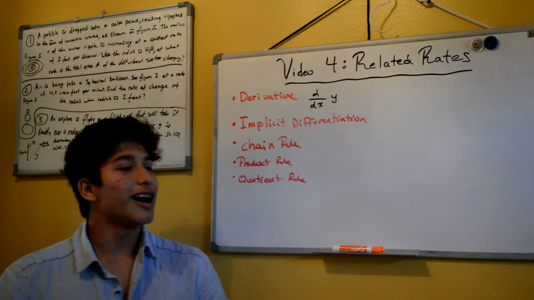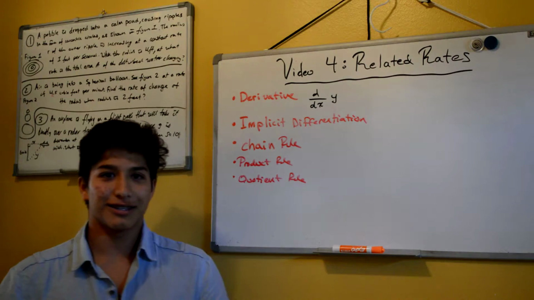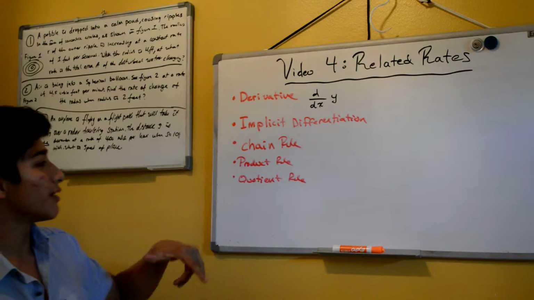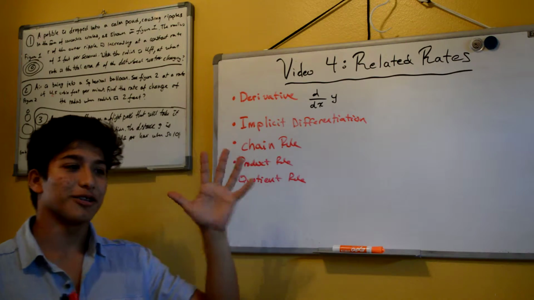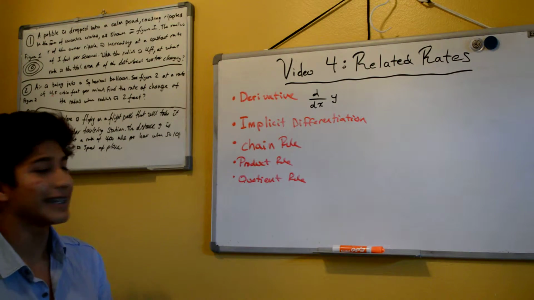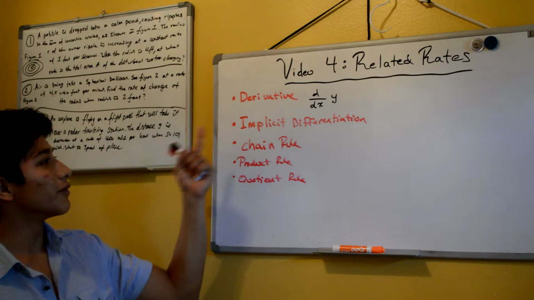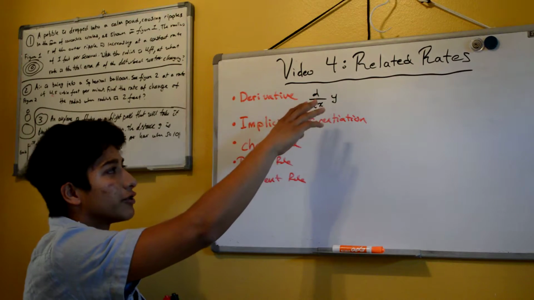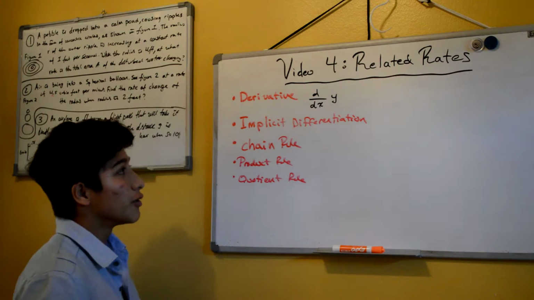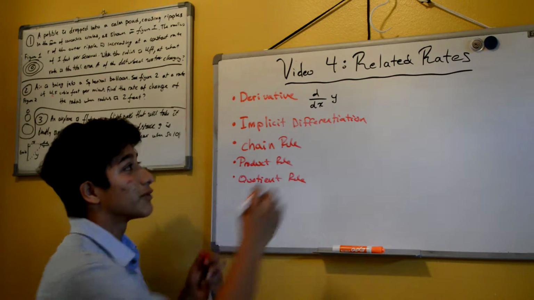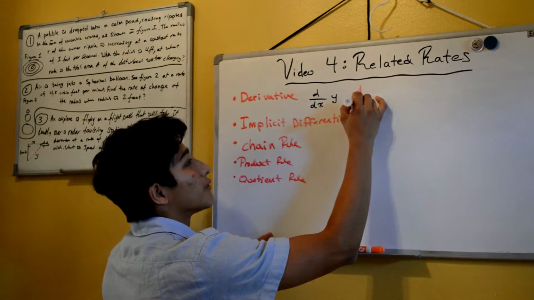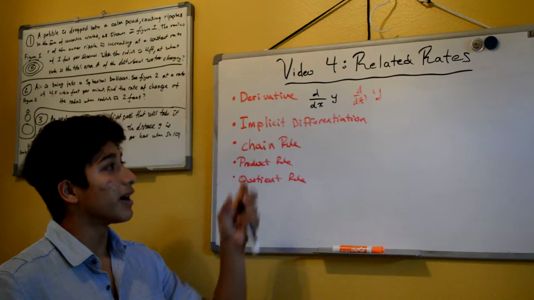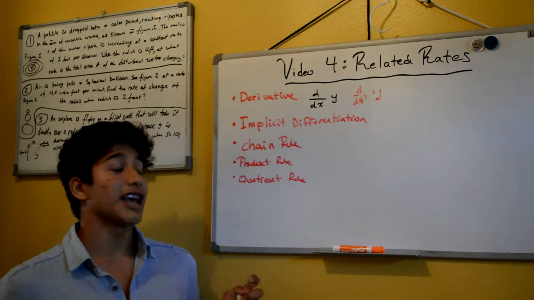Hello. We're back. Video 4, related rates. So in order to finish a related rate, you need to use these five rules, not rules, but techniques, alright? So finding the derivative, right? But before we've been finding the derivative with respect to x. What makes related rates important is we're finding the derivative, but now it's with respect to time, right? And by having it with respect to time, it changes everything.